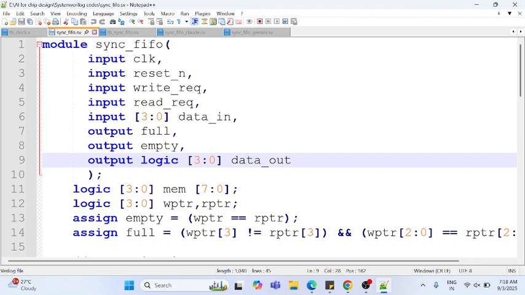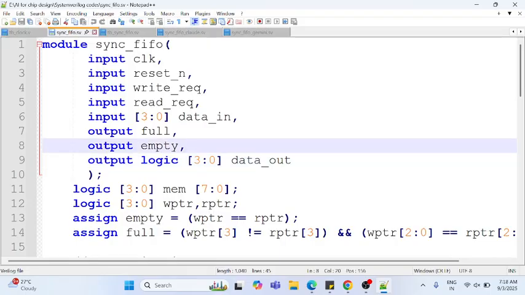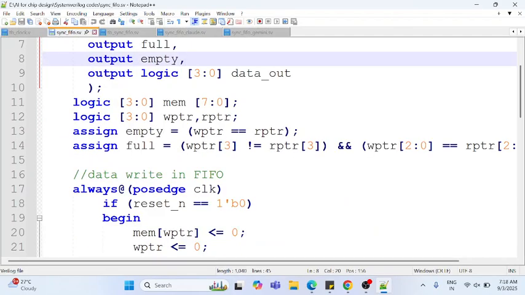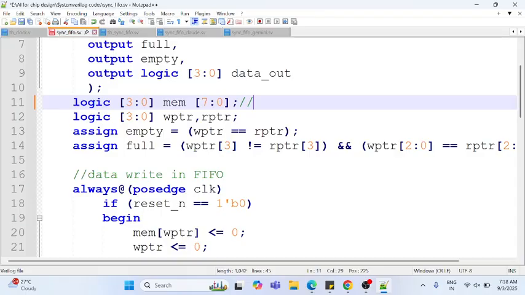Now, we are not using any reg or logic for the full and empty flags because they are going to be utilized based on combinational logic. Their conditions are going to be operated based on combinational logic. Then we have logic memory. So this is for internal use.